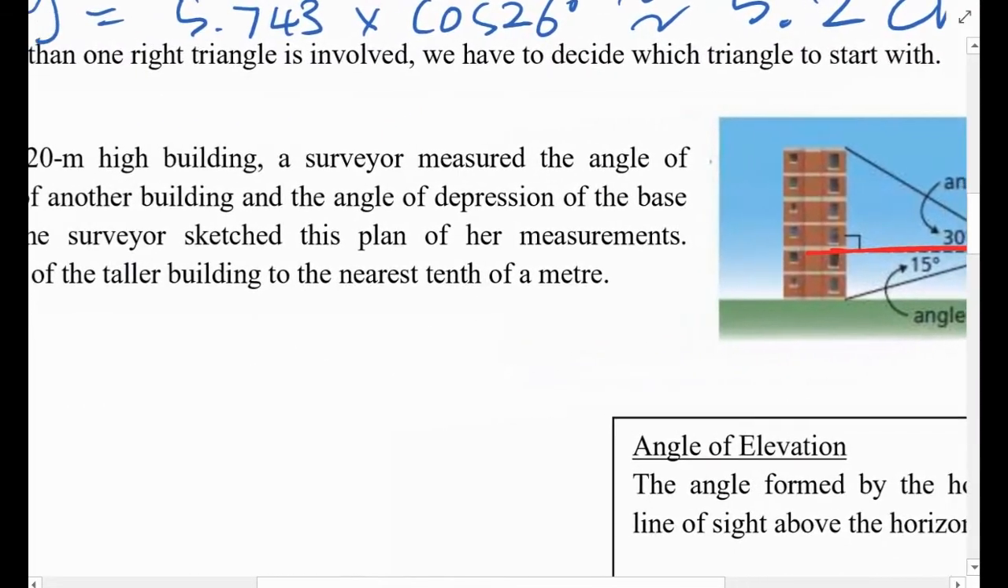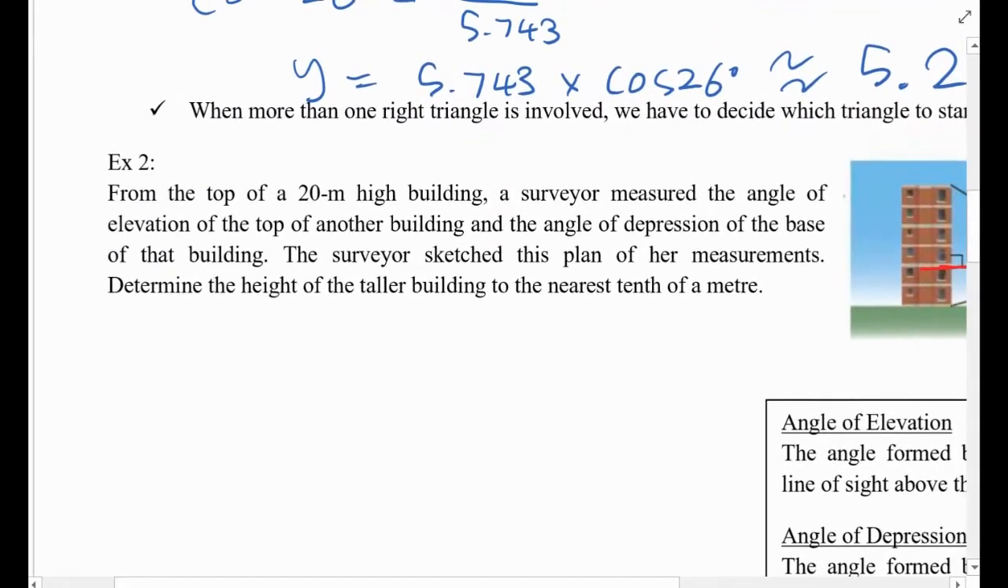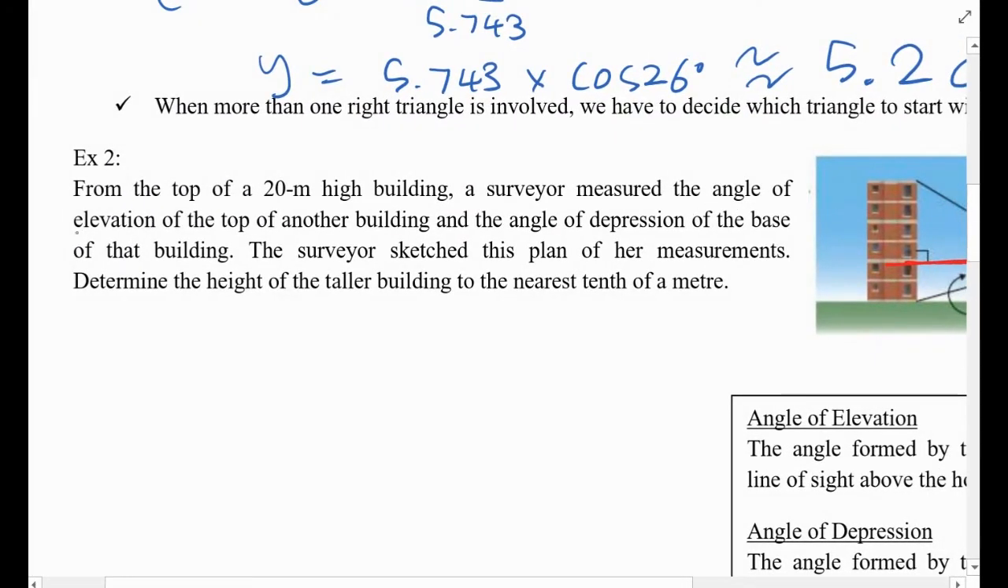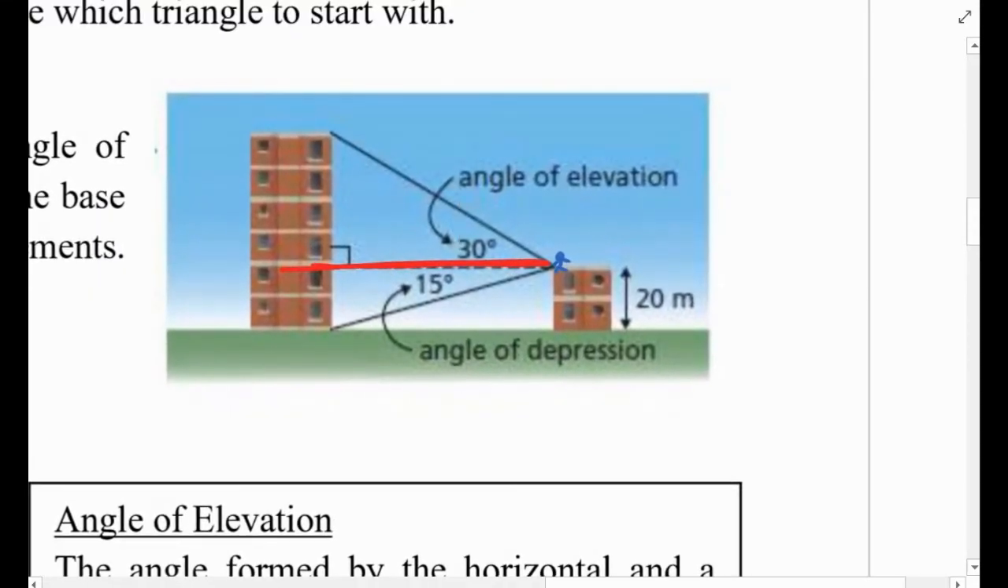So the surveyor measured the angle of elevation of the top of another building and the angle of depression of the base of the building. The surveyor sketched this plan of her measurement. Determine the height of the taller building to the nearest tenth of a meter. So we want to find out the height, we have to find this. Let this be x, and we want to find this. Let this be y. Then the height will be x plus y.